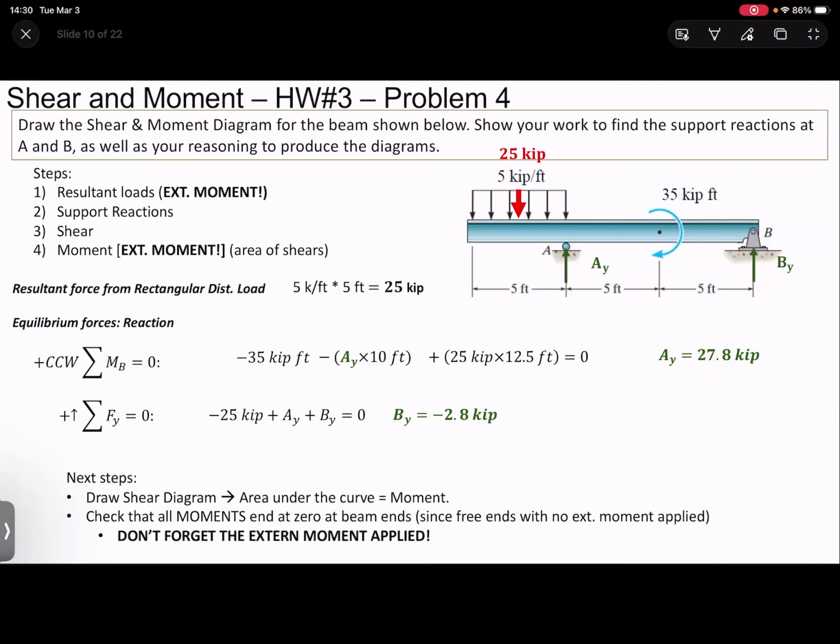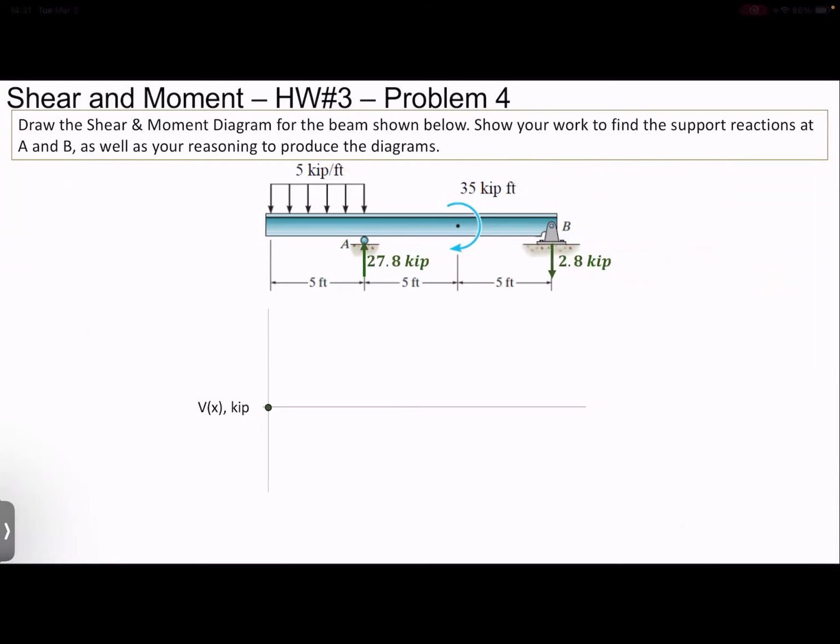So the next step would be to draw our shear diagram. And then just as we did before, knowing that the area under the curve of the shear diagram is our moment, we want to check that the moments at the ends of the beam are zero, since there are no applied moments at the ends and no fixed supports. But we can't forget about that external moment applied in the center. This will change our moment diagram as we go between A and B.